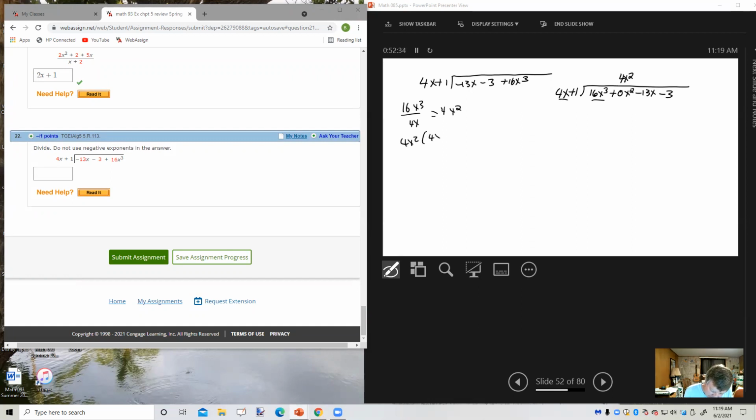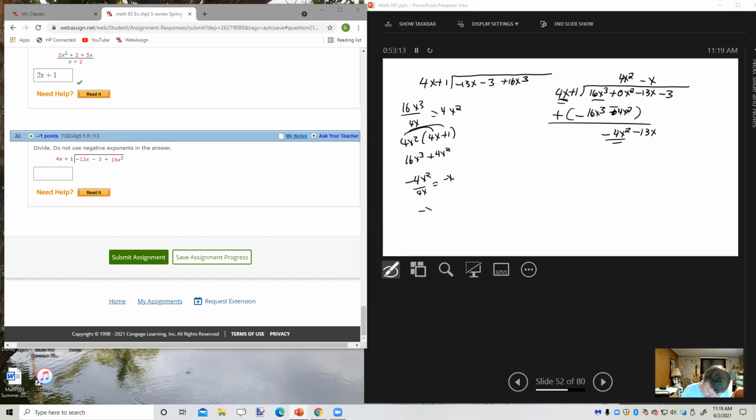4x squared times the divisor, 4x plus 1, we get 16x cubed plus 4x squared. We're going to subtract that quantity from what's up above, change it to addition of the opposite. We get 0, and then 0x squared plus negative 4x squared is negative 4x squared. Bring down the next term. Leading term divided by leading term. Negative 4x squared divided by 4x is minus 1x. So minus x. Almost messed up there.